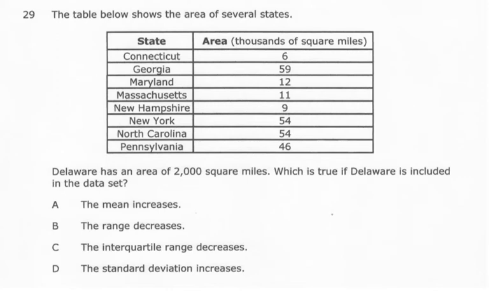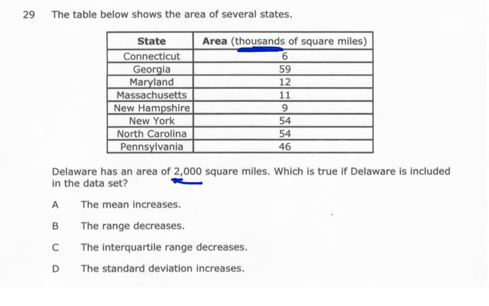All right, number 29. It says the table below shows the area of several states, and Delaware has an area of 2,000 square miles, which is true if Delaware is included in the data set. Well, notice in your table that this is in thousands, so if we were to add, that would not be a 2,000 we're adding, we're just adding a 2 to the table because it's already in thousands.